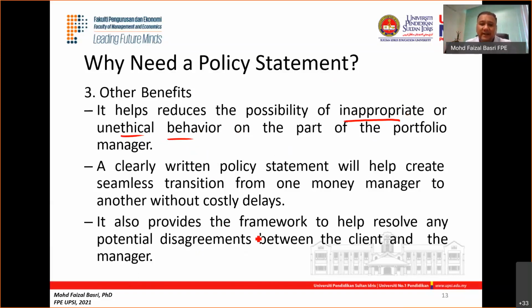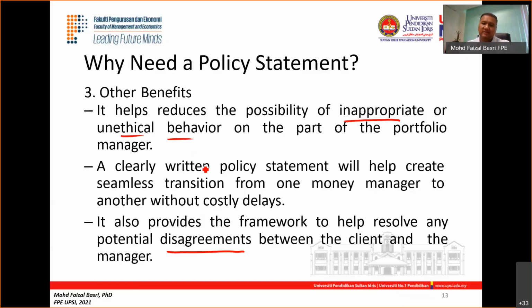Nak kasih lah, can resolve any potential disagreement. Tak boleh nak argue on certain things sebab everything is written between the client and the portfolio managers. So kalau portfolio managers dah decide according to the policy statement, so this client cannot argue lah, ataupun cannot blame. Okay, cannot blame the portfolio managers for any decisions. Okay, sebab dia dah written like that. And sometimes the client mungkin tak puas hati. Okay, does not satisfy with the current portfolio managers, dia boleh change to other portfolio managers.